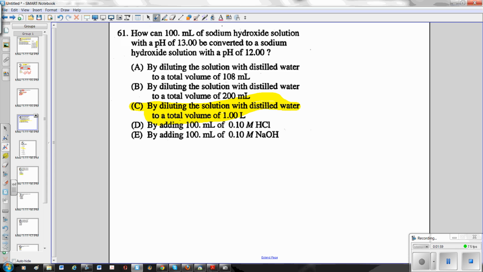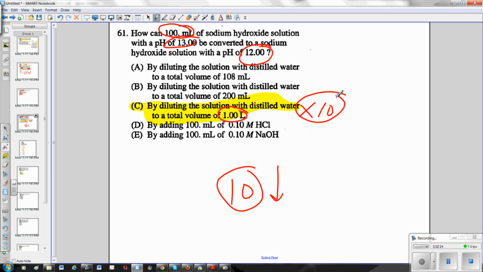61. If you want to change from a pH of 13 to a pH of 12, remember the pH scale is based on powers of 10. So what you would have to do to lower the pH by 1 is dilute it by 10 times. If your initial amount is 100 milliliters, then you would dilute it to a volume of 1 liter, which would increase the volume by 10 times, thus changing it from a pH of 13 to 12.